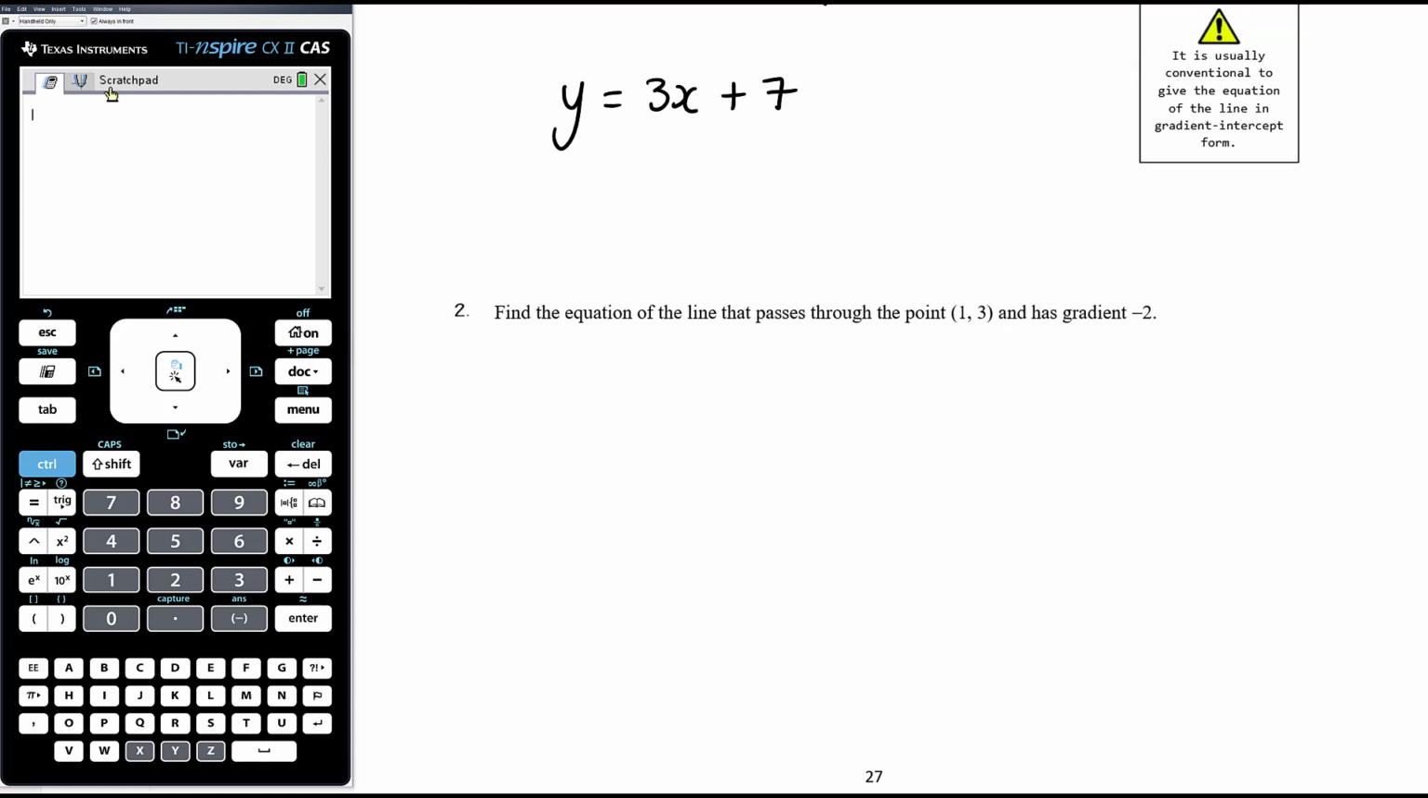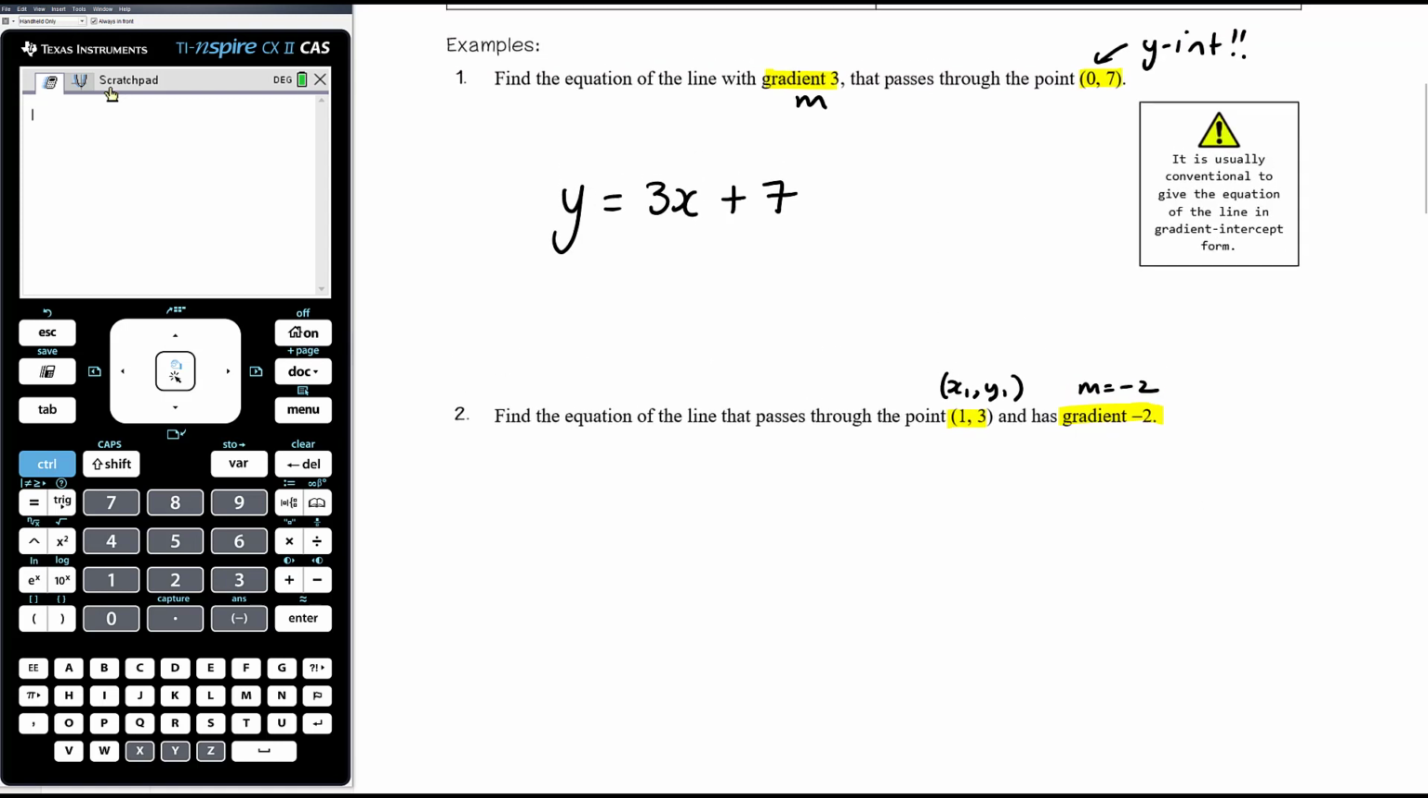Okay, let's have a look at example 2. Find the equation of the line that passes through the point 1, 3 and has gradient of negative 2. Okay, so we've got gradient and we've got a point that is not the y-intercept. So this will be x1, y1. Okay, so I'm going to use gradient point form. I'll show you that you can do it both ways, but I'm going to use gradient point form.